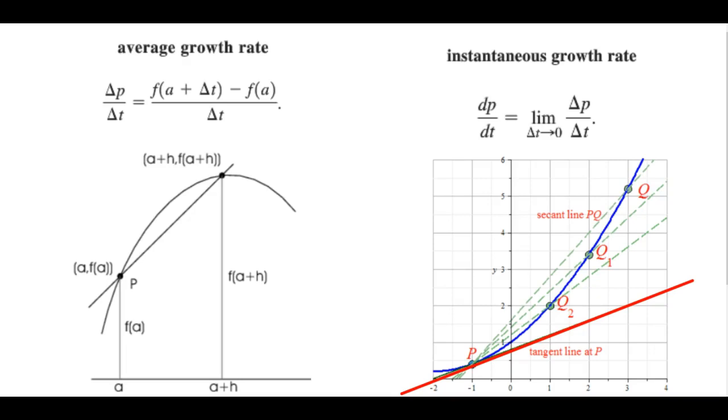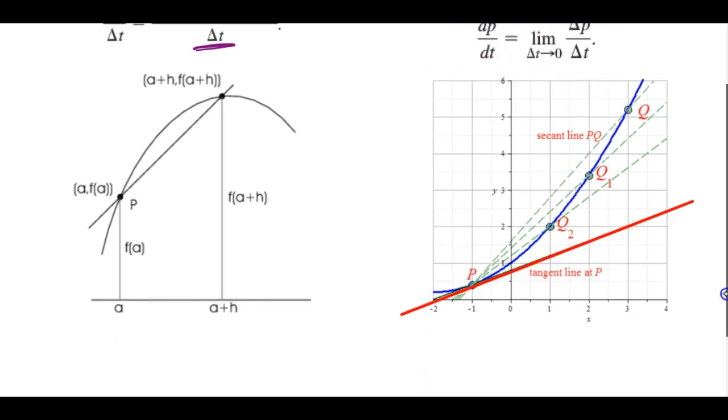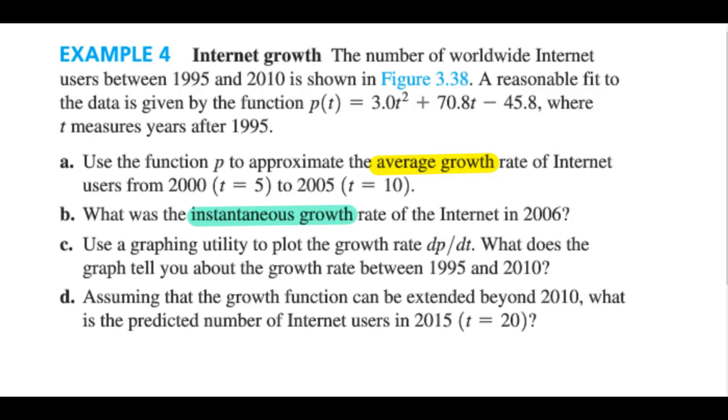So this slide is talking about the average rate of growth, and you can just see that's the slope, y2 minus y1 over x2 minus x1. And then the derivative is the instantaneous slope. So for average growth, we're going to find the slope between these 2 points. And so here's my p function.